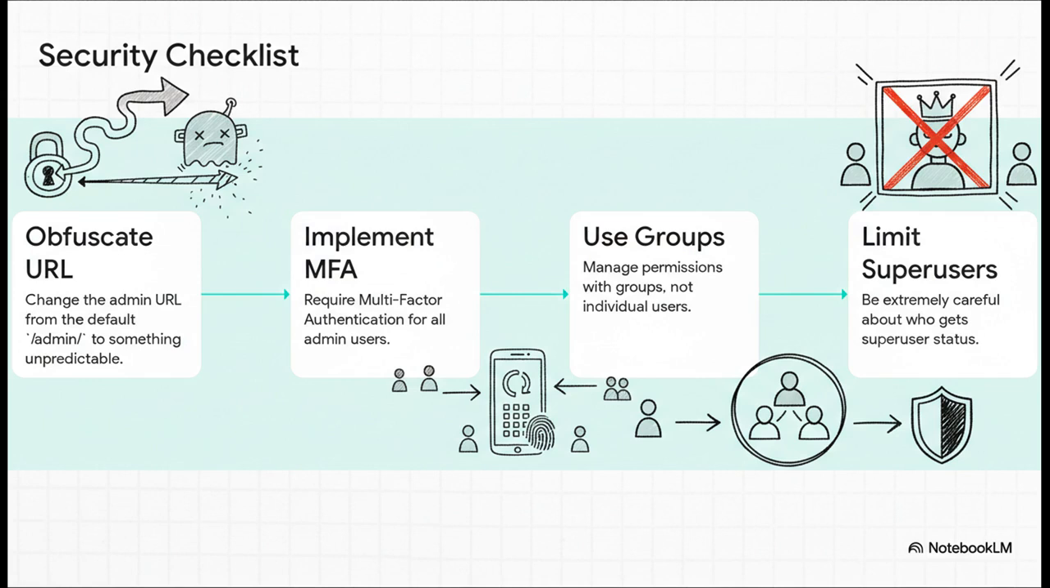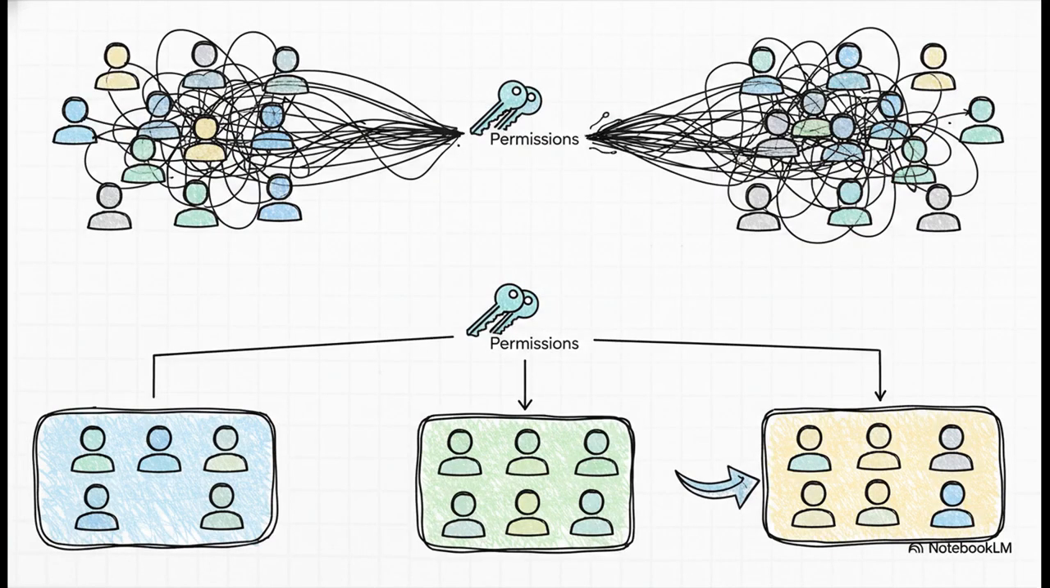2. Are you using a second key with multi-factor authentication? 3. Are you managing permissions with groups instead of individuals? And finally, 4. Are you being super strict about who gets to be a superuser? That third point about groups gets at a core security idea, the principle of least privilege. Basically, instead of giving permissions directly to users, you assign them to groups like content editors or moderators.